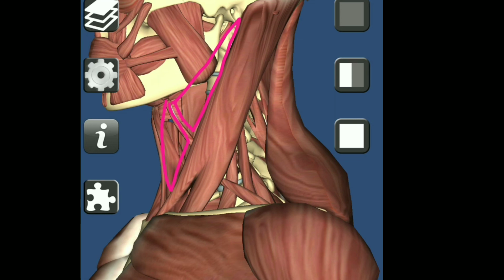Finally, we have discussed the posterior triangle with two sub triangles. This is the supraclavicular triangle and this is the occipital triangle. In this way we have completed the triangles of neck with the help of this three-dimensional model.